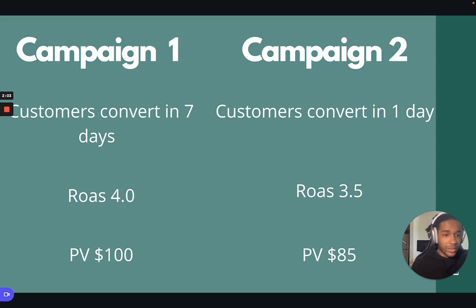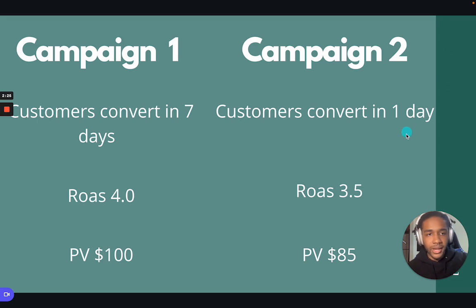So the question for you is, once again, which one of these campaigns is better? Campaign number one or campaign number two? Think about it for a second. If it wasn't obvious by now, I'm leaning towards it being campaign number two. But why is that exactly? Because even though you have a lower purchase value and lower ROAS, the biggest difference is time.